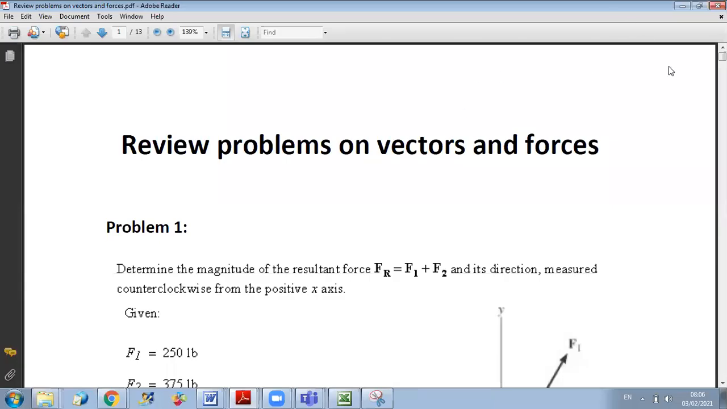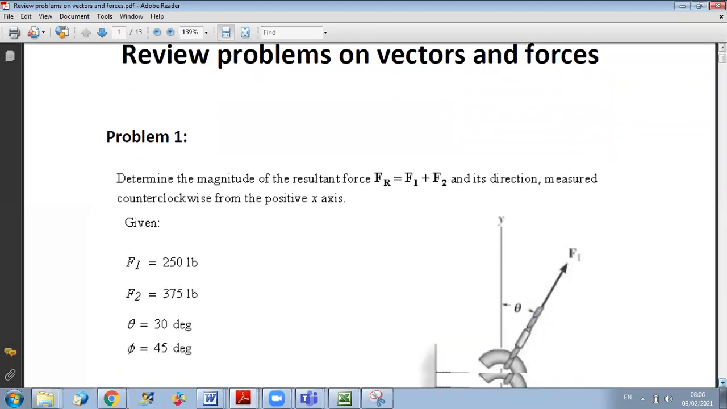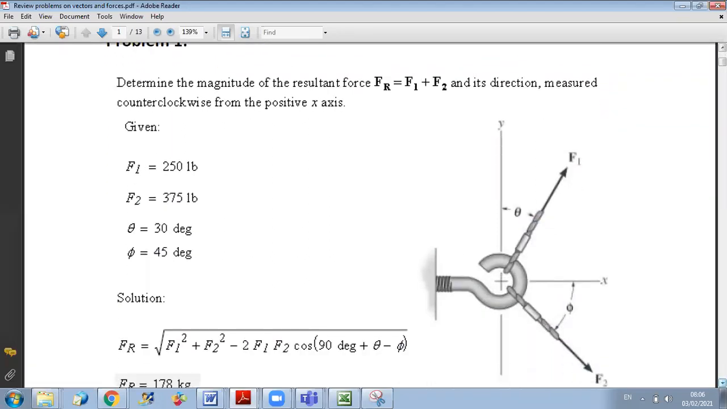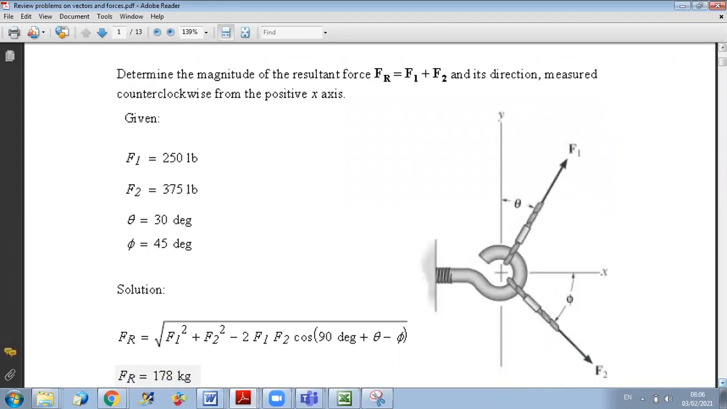Okay, so we will start today to do review problems on chapter 2, to do a practice on what we have seen together. So in the first problem, we want to determine the magnitude of the resultant force Fr, which is equal to F1 plus F2, and its direction measured counterclockwise from the positive x-axis. So here, they gave us two forces, F1 and F2, with their magnitudes and the angle they are making.